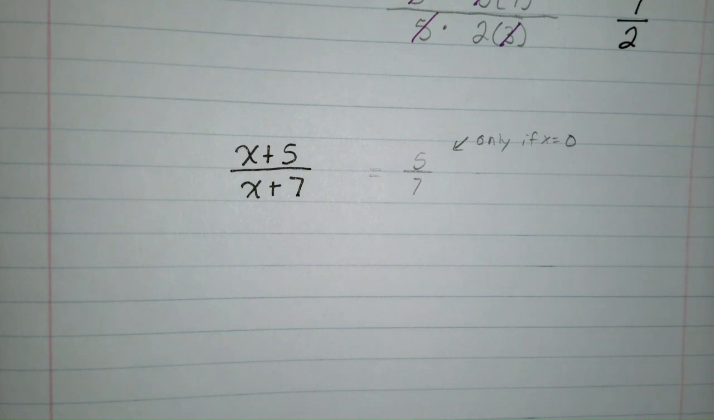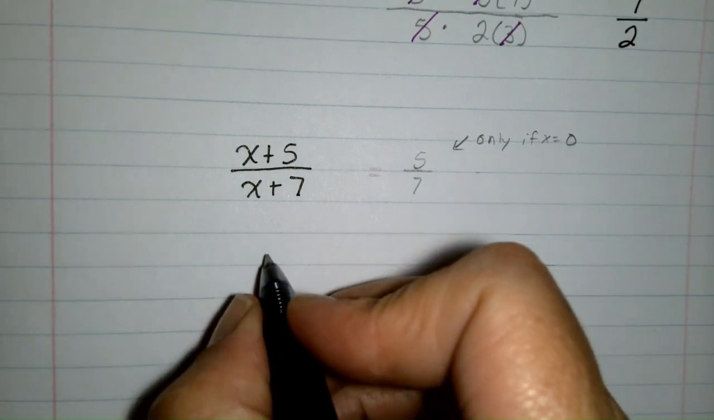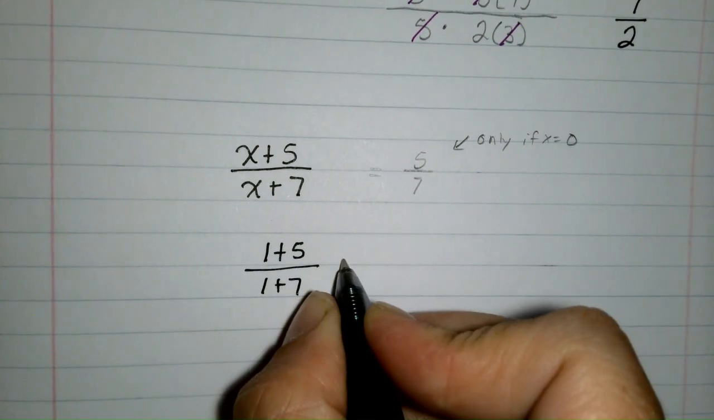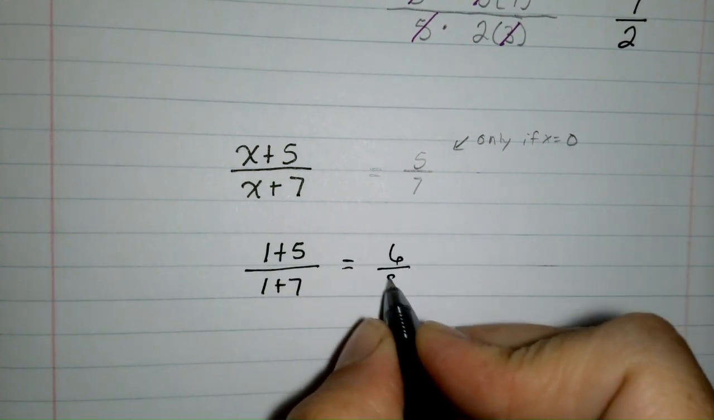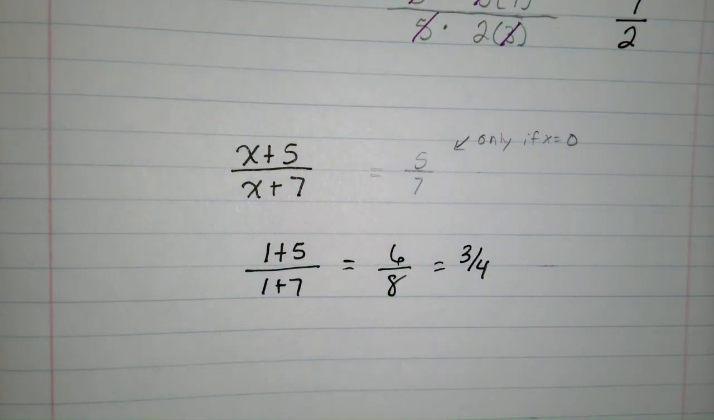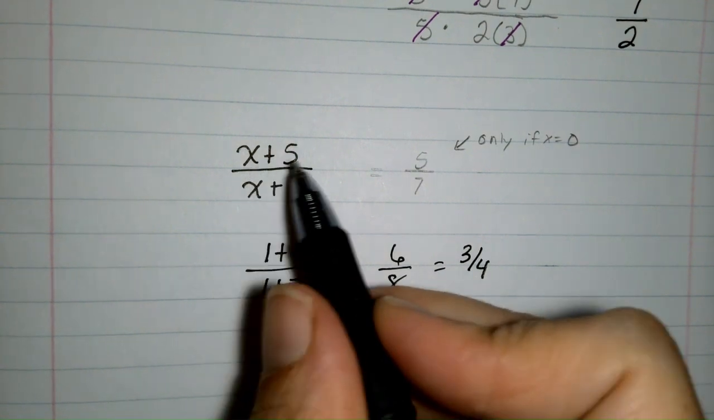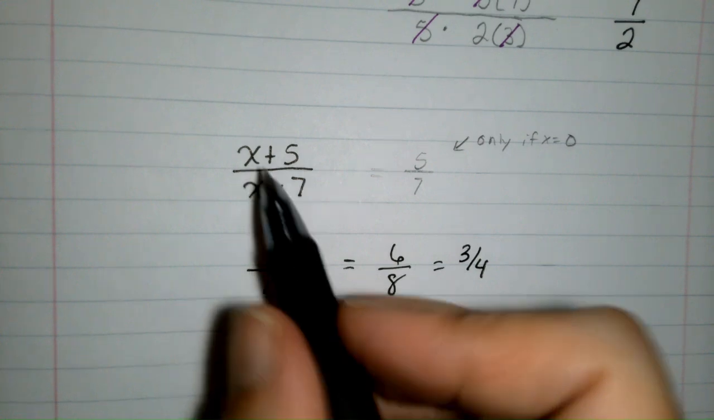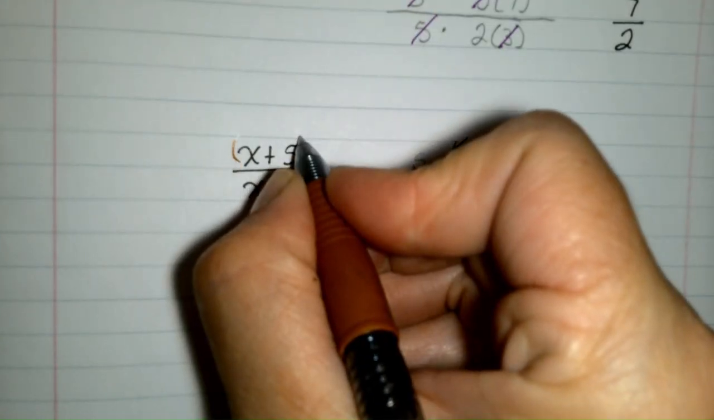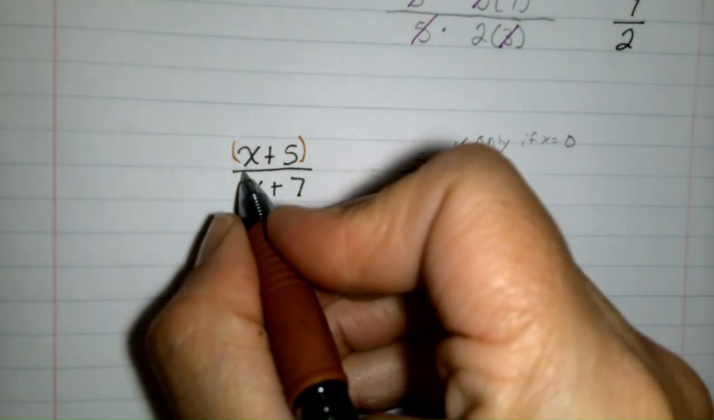But let's see if when x is 1, 1 plus 5 over 1 plus 7, well, that's 6 over 8. That's 3/4. 3/4 is not the same as 5/7. So because this is a binomial, because of the plus sign, technically there's understood parentheses around it. And the same thing with x plus 7.